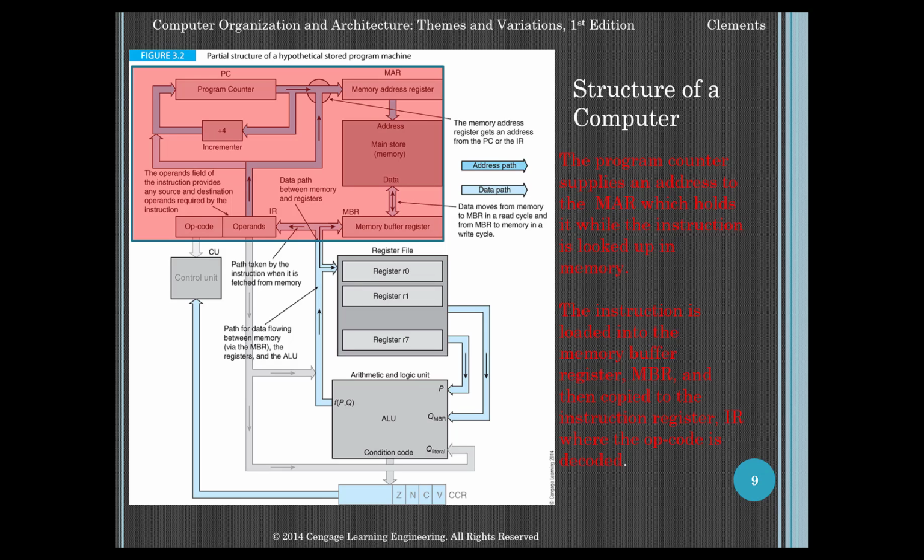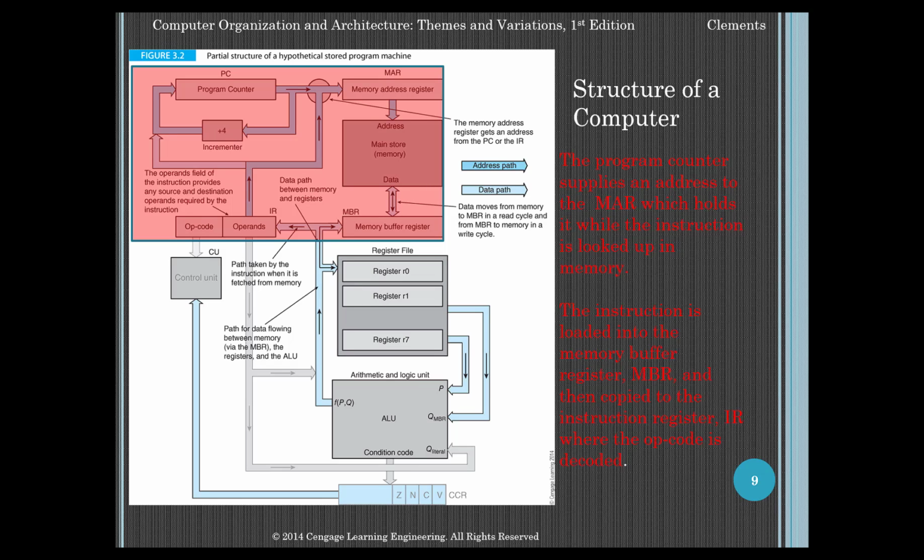Here's our memory buffer. Here are all of our buses, moving data around. We have our incrementer so that we know how many times we've done this. We have some opcodes, some operands. What are we doing? What's our instruction? What are we doing it on? All right, so the program counter, our PC, supplies an address to the memory address register, which holds on to it while the instruction is looked up in memory.